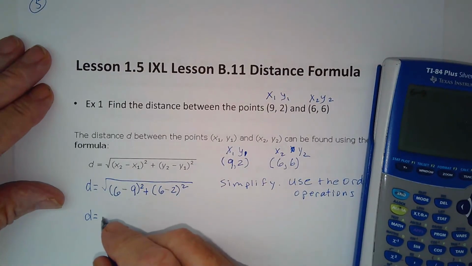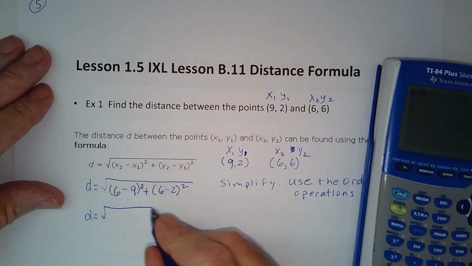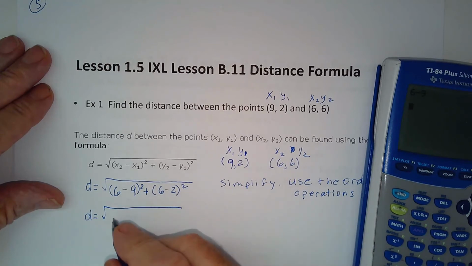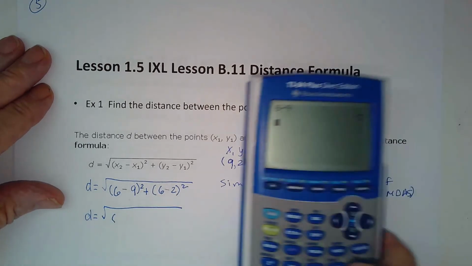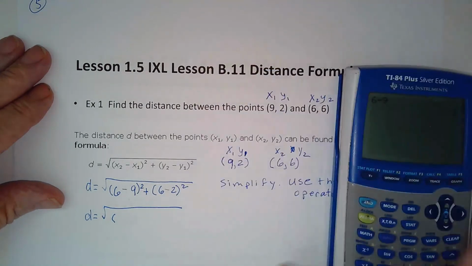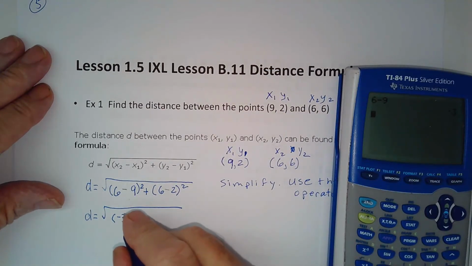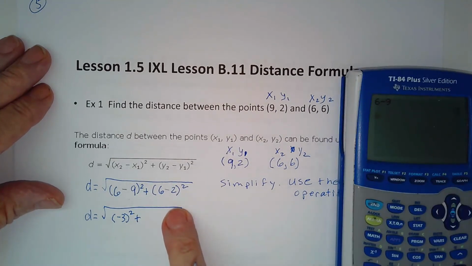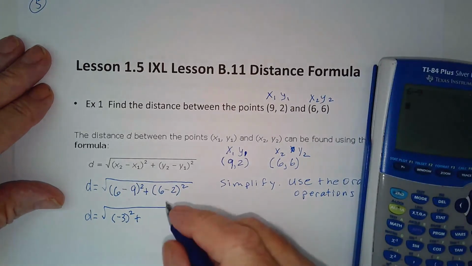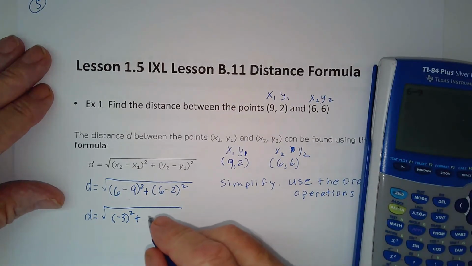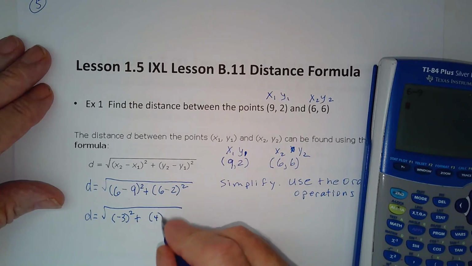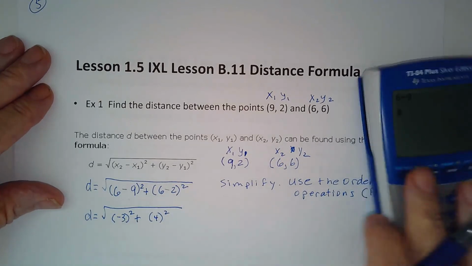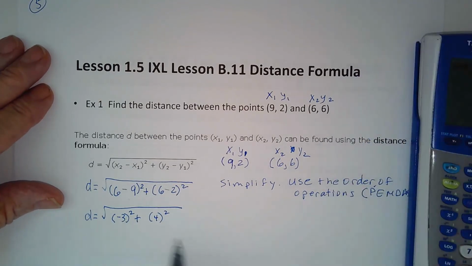So I'm going to write distance is, in parentheses, -3, and then squared, plus, now 6 minus 2, that one's pretty easy. 6 minus 2 is 4, so I'm not going to use the calculator for it. So we'll just put in parentheses 4 squared. All right. So now that we've done that, the next thing you would do is ignore the parentheses because there's just one unit in each of them.